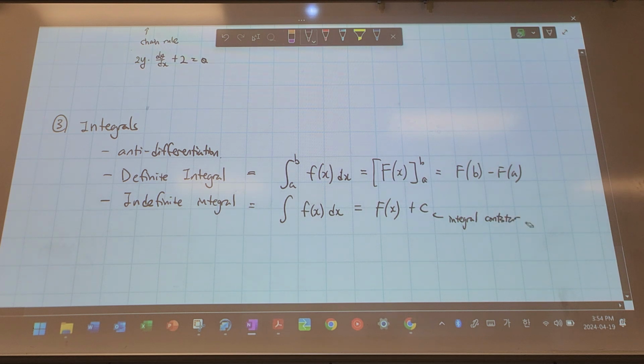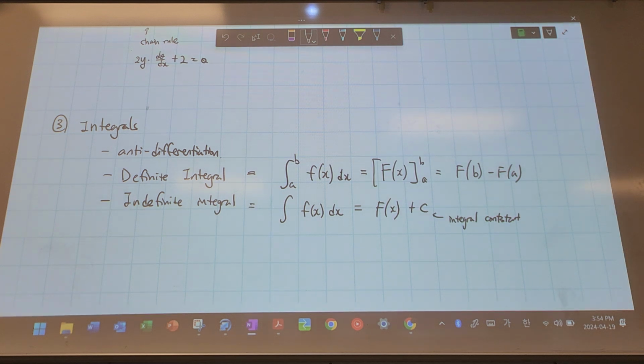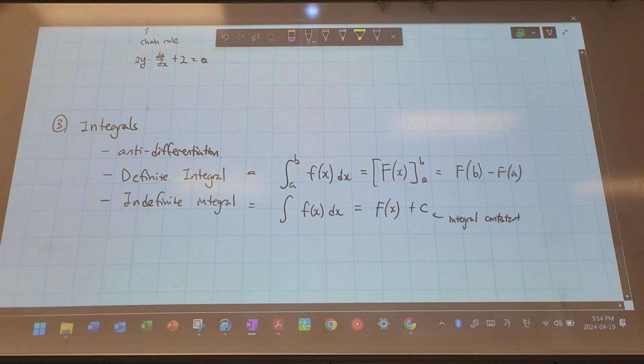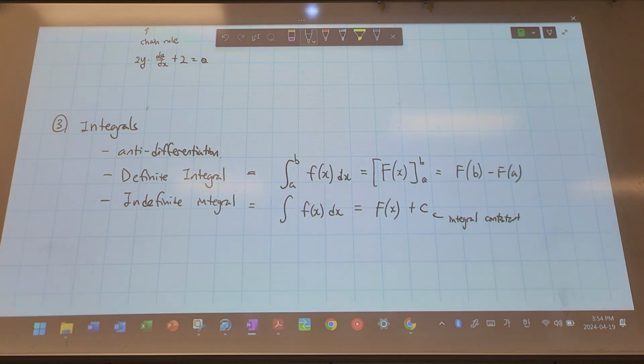Because if you think of it backwards, let's say you differentiate this, F of x plus c, then you get the original lowercase f of x, but that c is just gone, right? So we never know what happened to that c. So this is like an unsolved mystery, right? The c could have been plus 100, but overall it does not affect the lowercase f of x. So that's why we have to add this plus c integral constant.